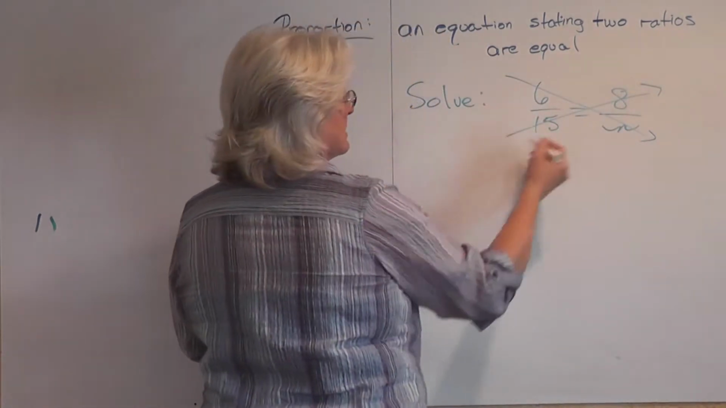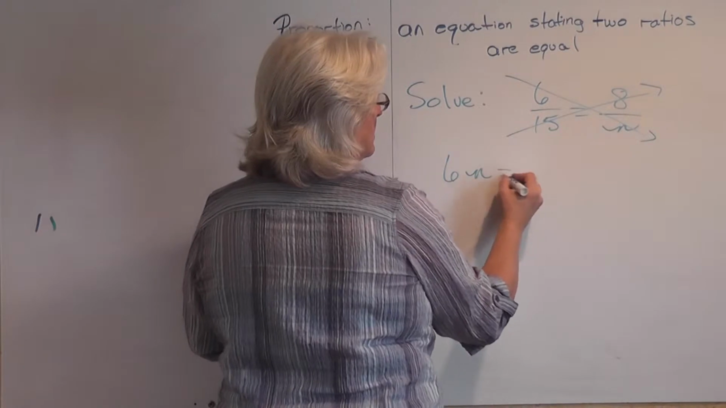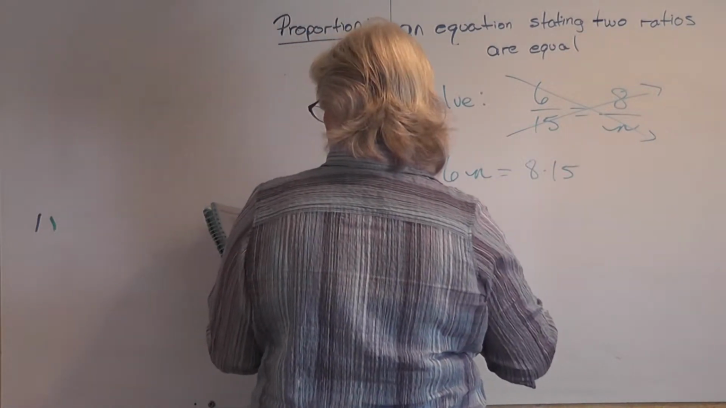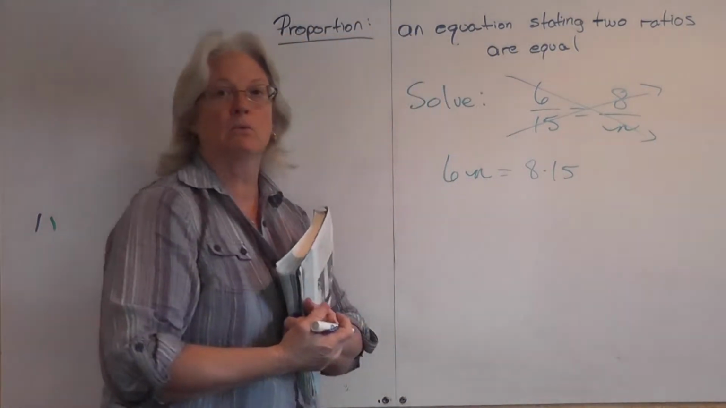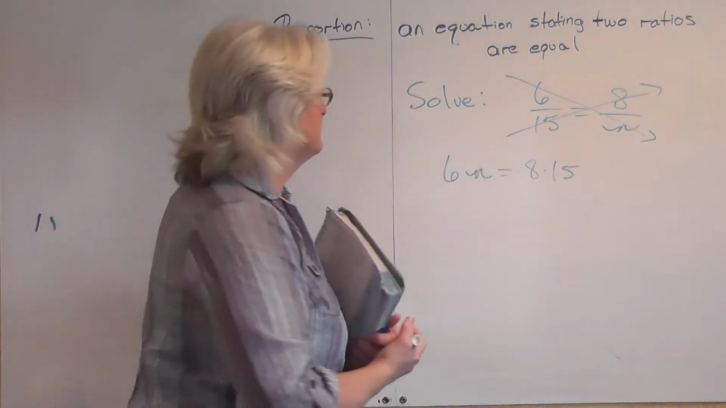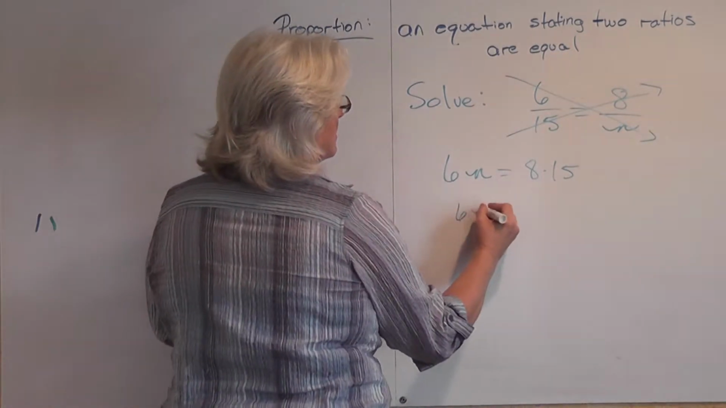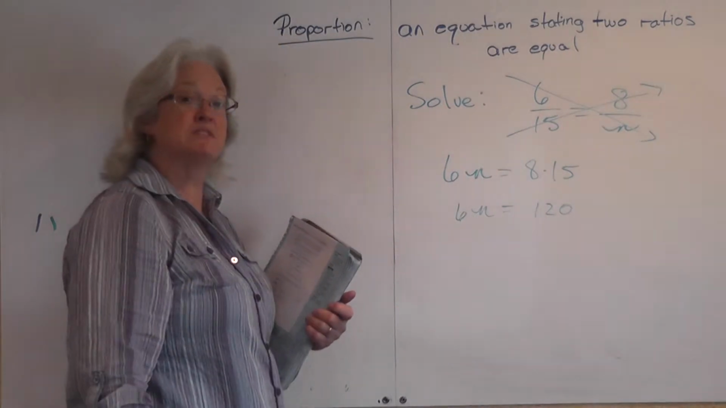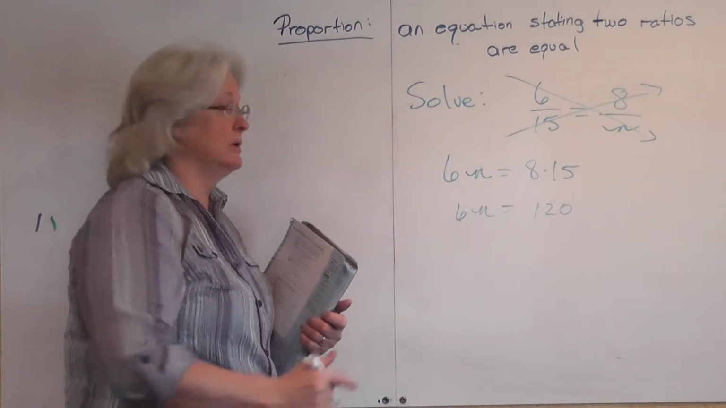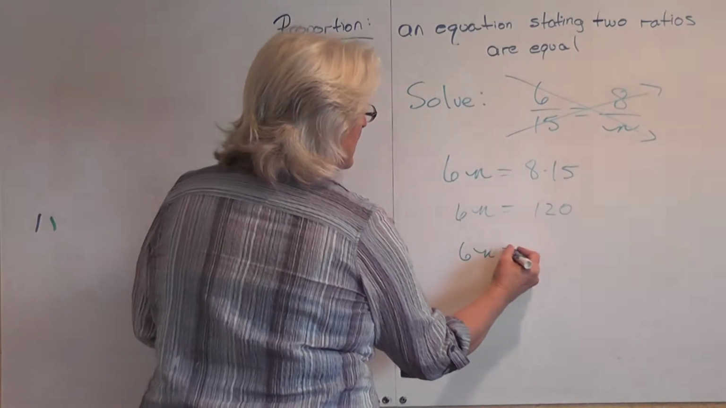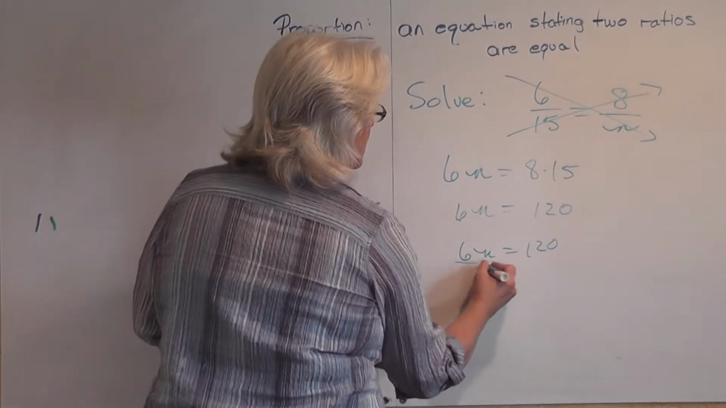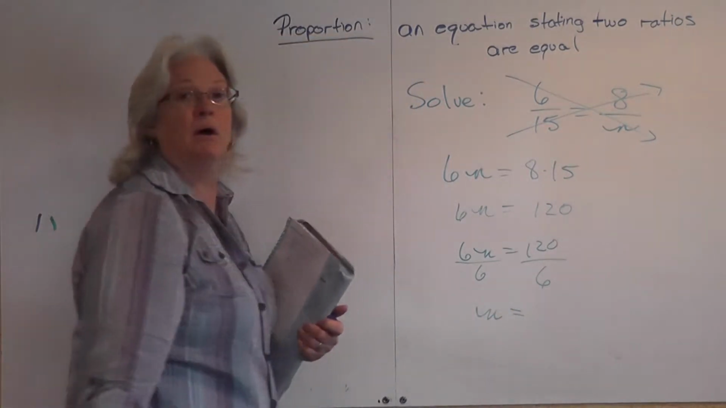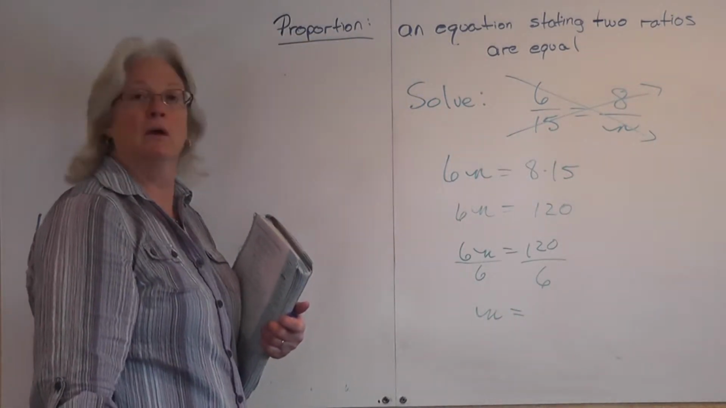What do we have? 6 times n is equal to 8 times 15. When we do our multiplication, 6n is equal to 120. Pretty nice, isn't it? Because you now know what to do. You're going to divide both sides of this equation by 6 so that we end up with simply n on the left-hand side of the equation.